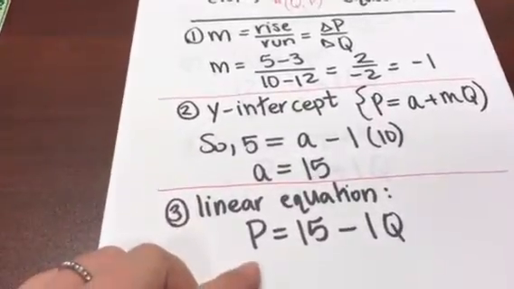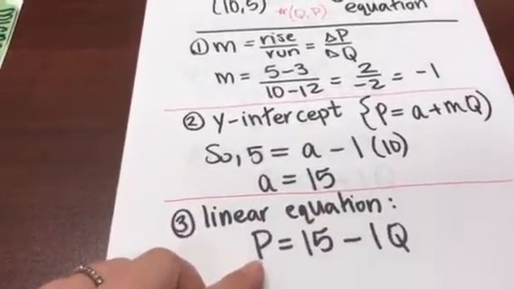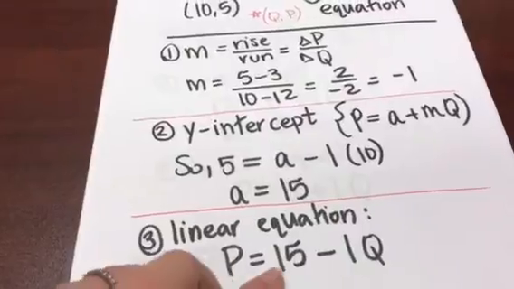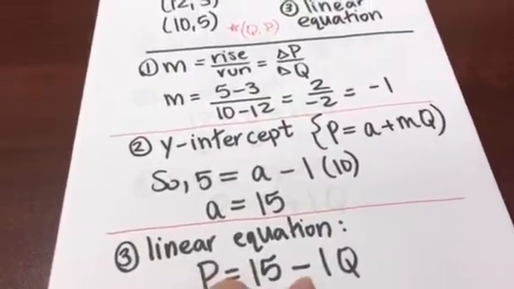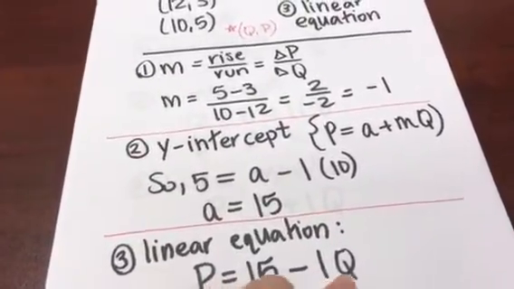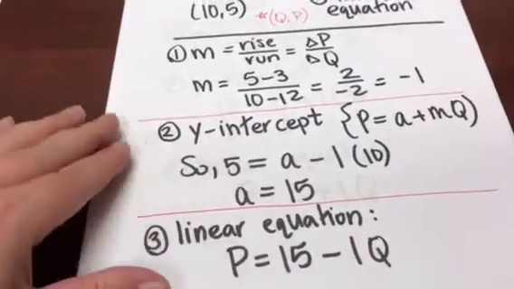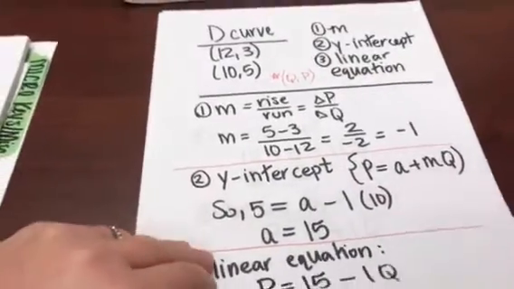I then pull this together. So again, our final linear equation is P equals that y-intercept of 15, plus our slope, minus 1, times Q. So that's your final linear equation for the demand curve.